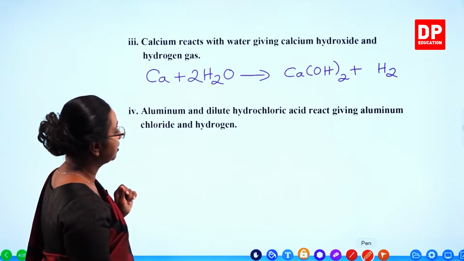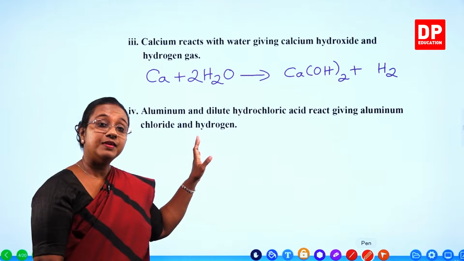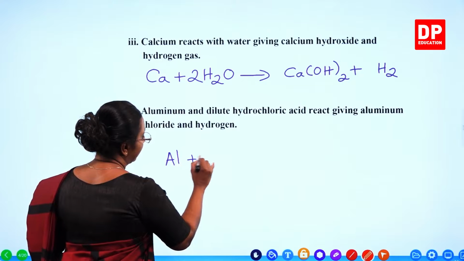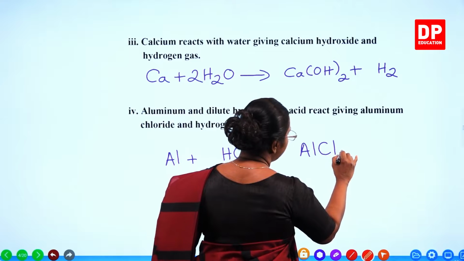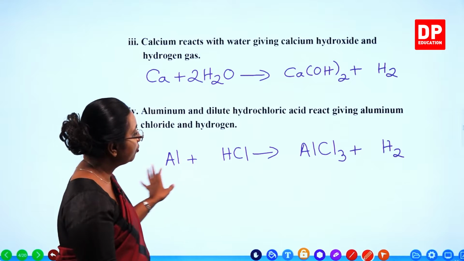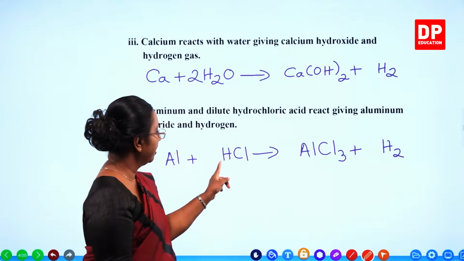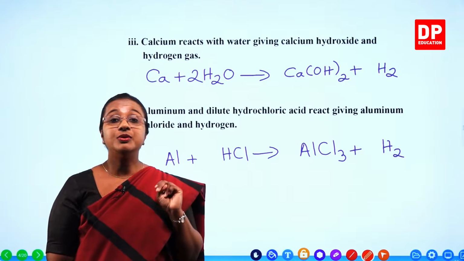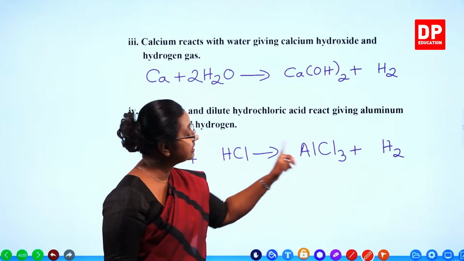Aluminium and dilute hydrochloric acid react giving aluminium chloride and hydrogen. We have come across reactions like these. So, aluminium plus hydrochloric acid gives rise to aluminium chloride, AlCl3, plus H2 gas, hydrogen gas. How do we balance this? Now, you can see chlorine 1, chlorine 3. Hydrogen 1, hydrogen 2. So, you are familiar with that. When we have 2 and 3, you need to consider the least common multiple. That is 6. So, we need to get 6 there.